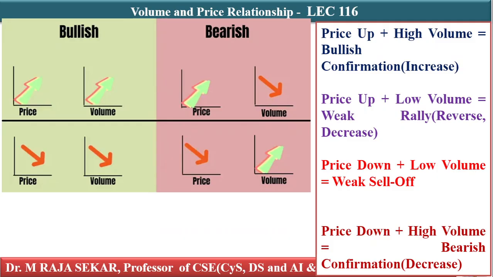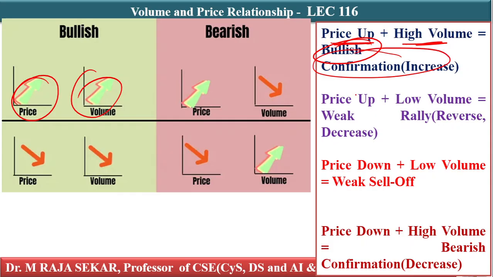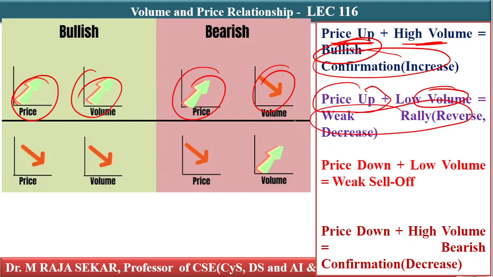What is the volume and price relationship? Price up with high volume is a bullish confirmation. That's what it says. If you observe carefully, this is price up, high volume, which means bullish. Confirmation increases. Price up with low volume means a weak rally, and confidence decreases.